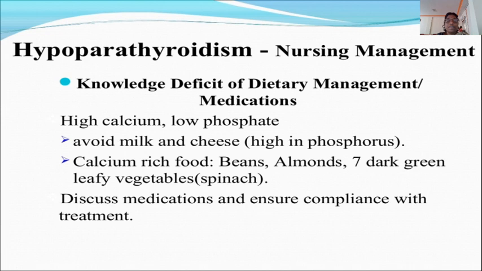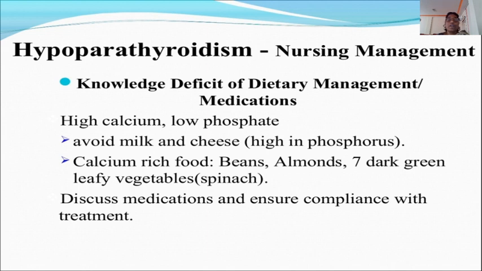Okay, calcium rich foods: beans, almonds, 7 dark green leafy vegetables like spinach. Example, discuss medications and ensure compliance with the treatment. Without discussing with the patient, we don't know what problems they are having, if they have sufficient knowledge about medications or not, when they have to take medications, at what time they have to take them, and if they are not taking medications, what the problems are. We have to explain that.